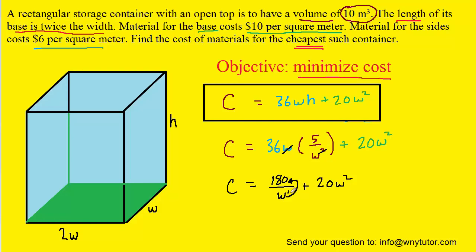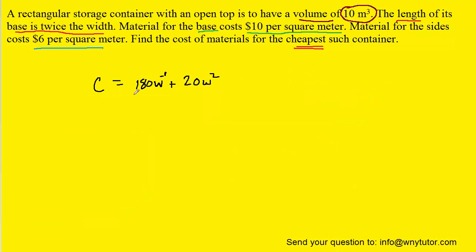Remember that the exponent of 1 will become a negative 1 when we move it to the numerator. Okay, so finally we have a cost function in terms of a single variable and simplified in a usable form. Our next step, of course, is to calculate the derivative of this equation. The derivative of cost will become c prime. We can use a power rule to calculate the derivatives here.